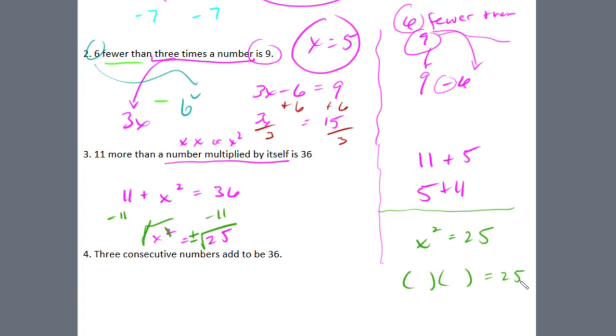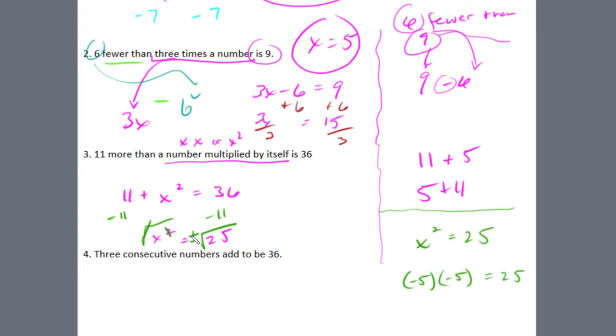Well, you might think 5, right? Because 5 times 5 is 25, and that's correct, right? However, there is always a second choice when you're dealing with squared numbers here, and that would be negative 5 times negative 5, because a negative times a negative makes a positive, and 5 times 5 makes 25. So, in this case, there are two numbers that if you multiply them by themselves, you will get 25. And that is 5 and negative 5.